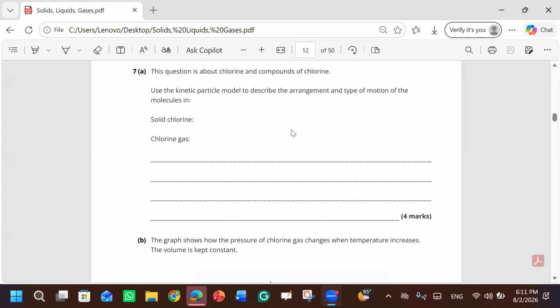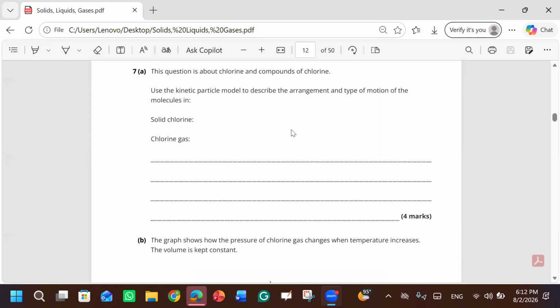Now they have asked, this question is about chlorine and compounds. Use the kinetic particle model to describe the arrangement and type of motion of molecules in solid chlorine and chlorine gas. Solid chlorine: the arrangement is a regular lattice, and the motion is vibrating about a fixed position. Chlorine gas: the arrangement is random, and the motion is random as well, but also rapid. They can move anywhere fast, and they are very far apart from each other.